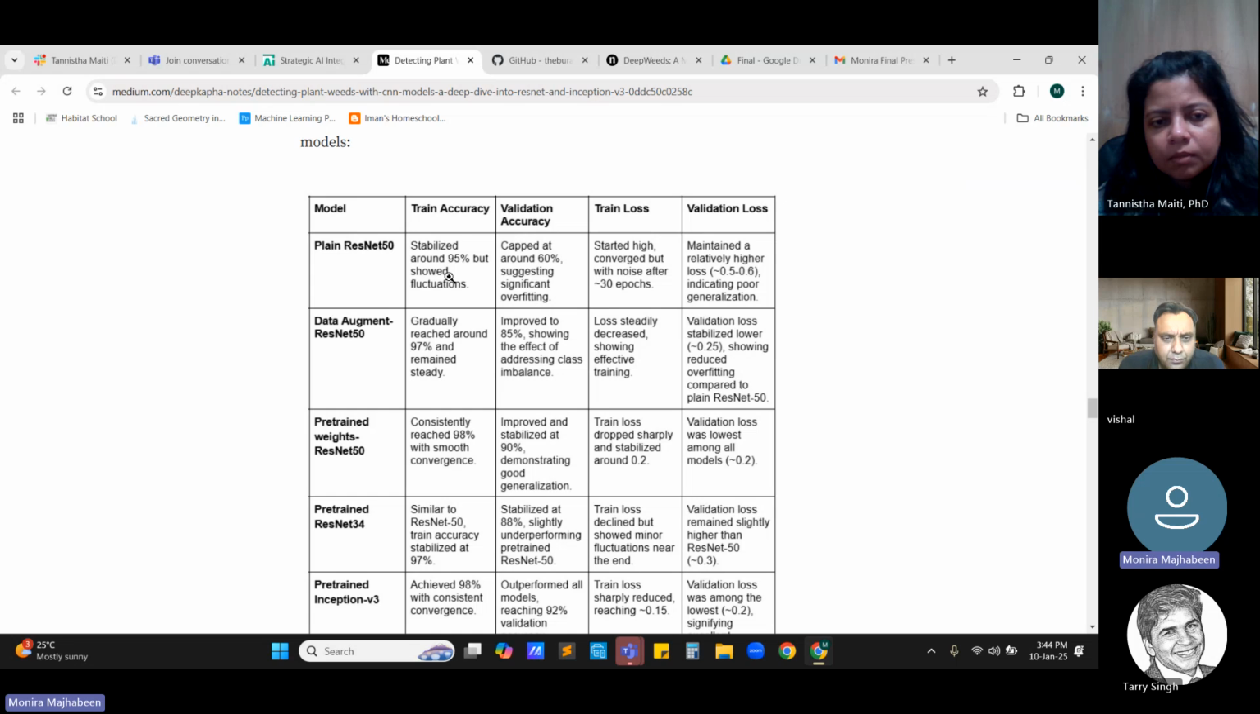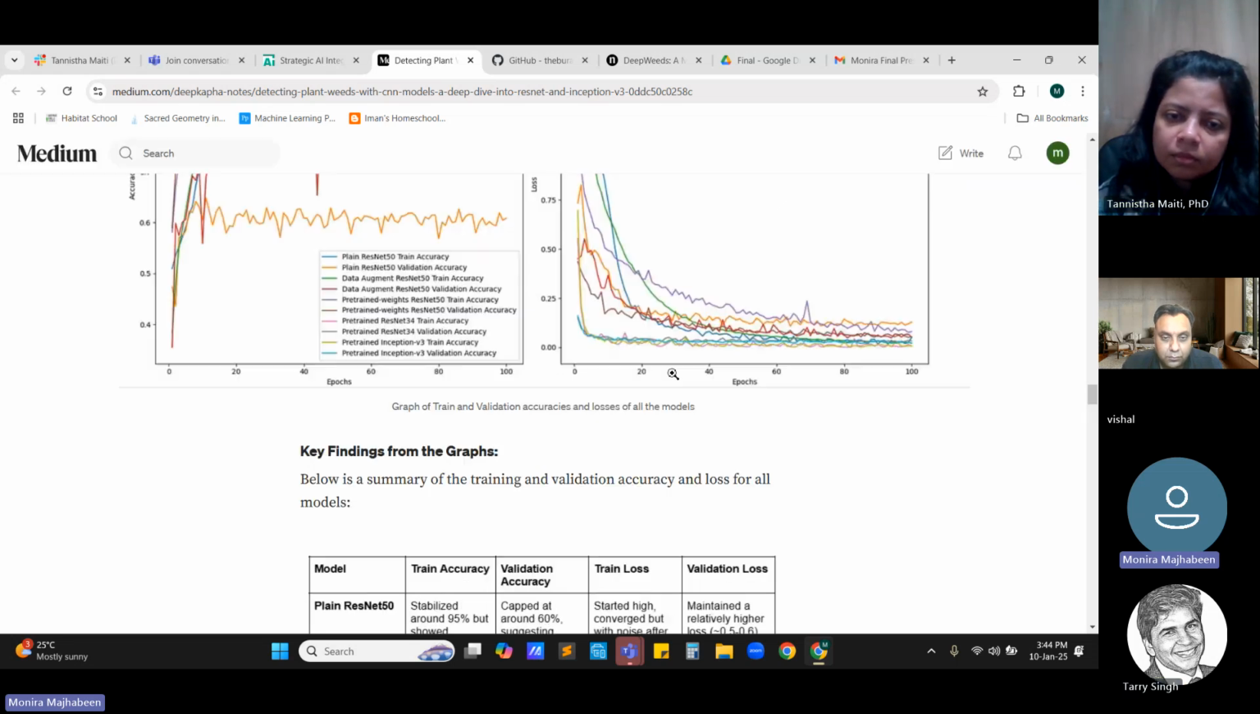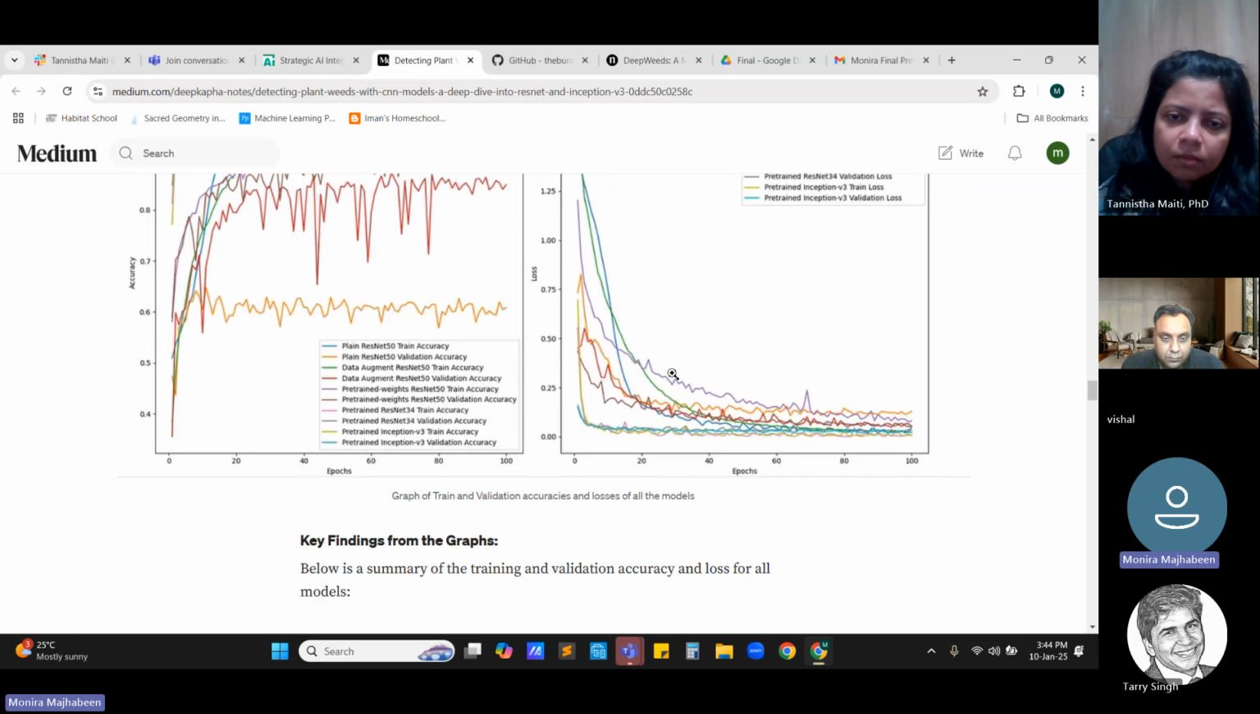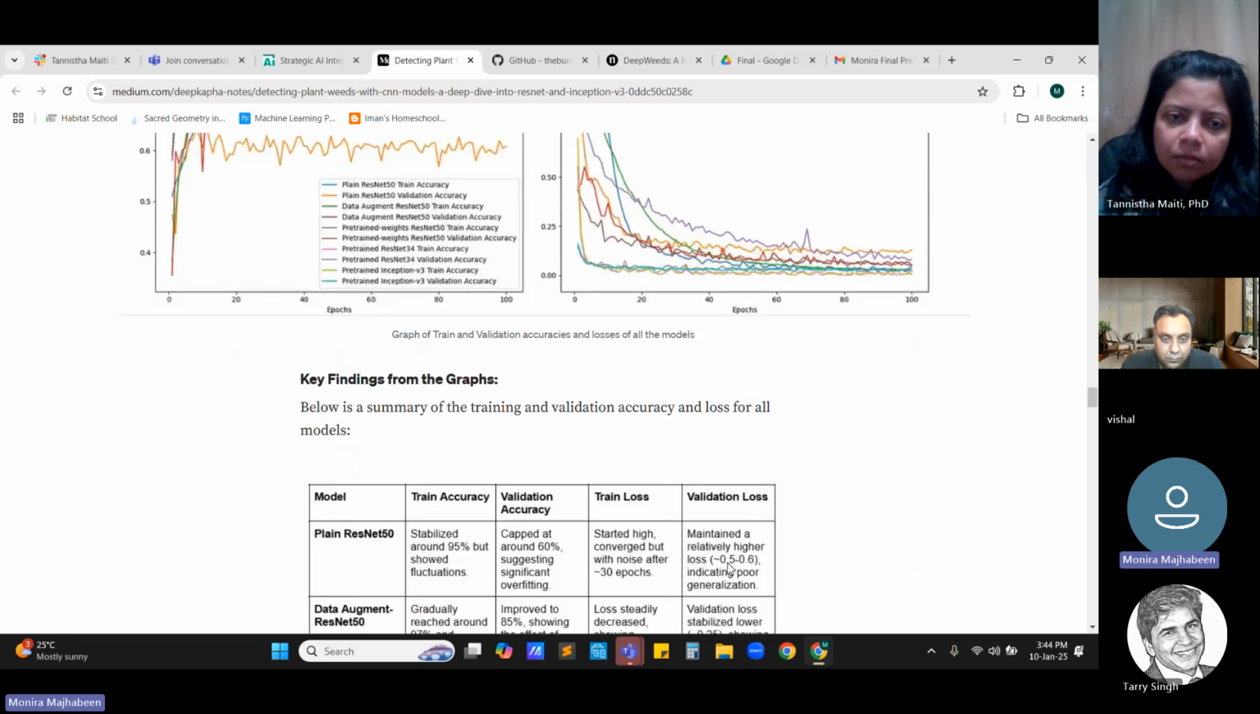when we tested our plain model, we could see that the train accuracy was around 95%, but the validation accuracy was somewhere around 60%. So it showed that there was some kind of overfitting going on in terms of the data set which we had. And the loss also started off very high, and if you see the graph, slowly it converged down, but that was also around 30 epochs.